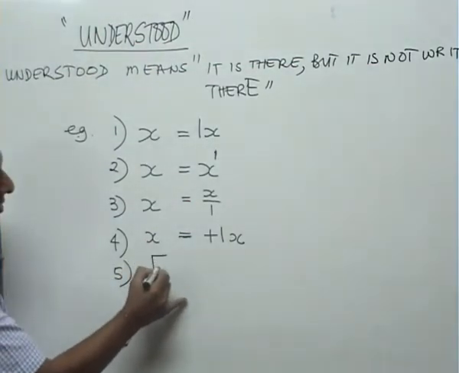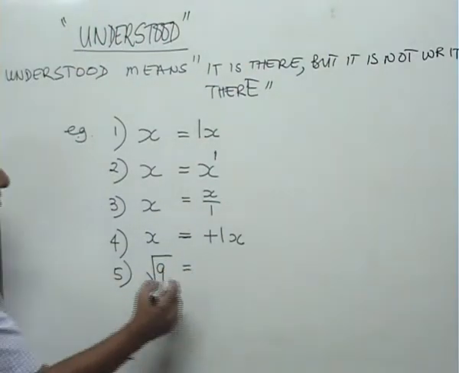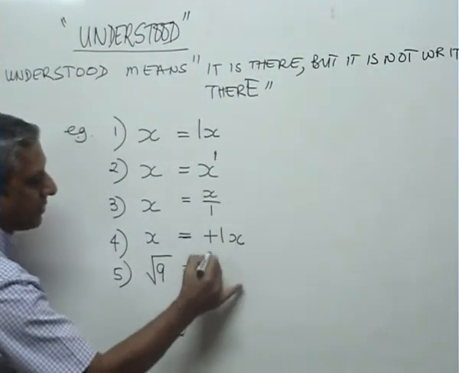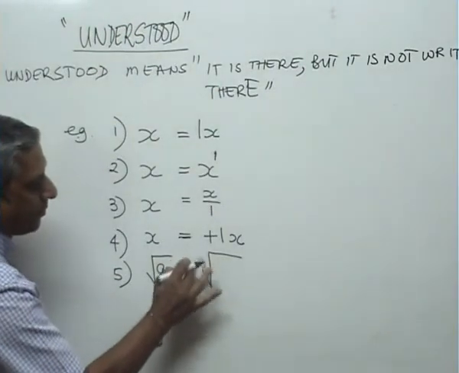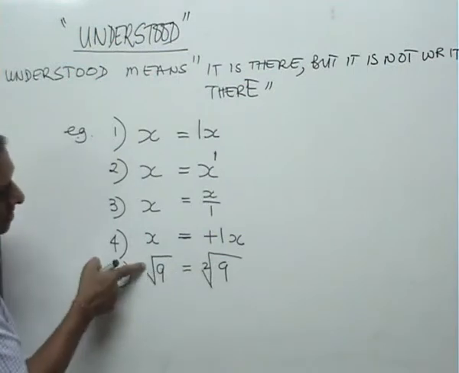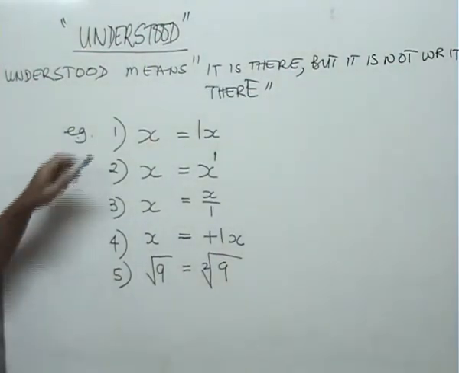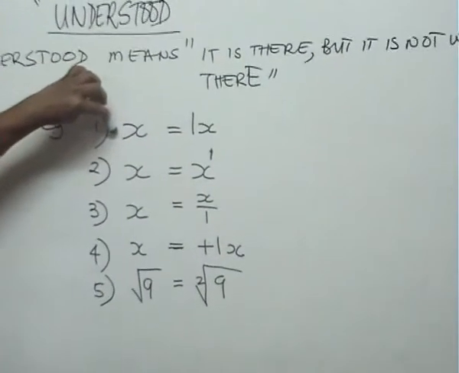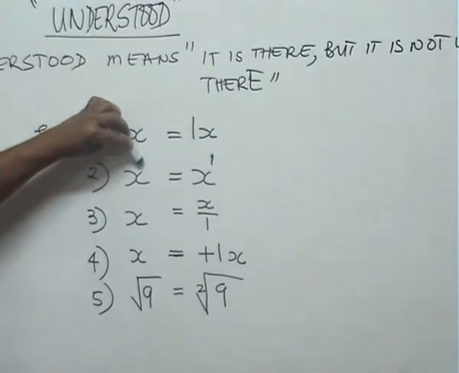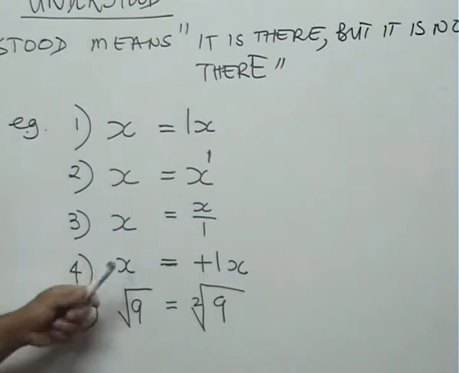Square root of 9. In maths, it is understood that there is a 2 here. The 2 is not written here, but it is understood. So we must know clearly what is understood. Here the number 1 is understood. Here the index 1 is understood. The denominator is understood to be 1.